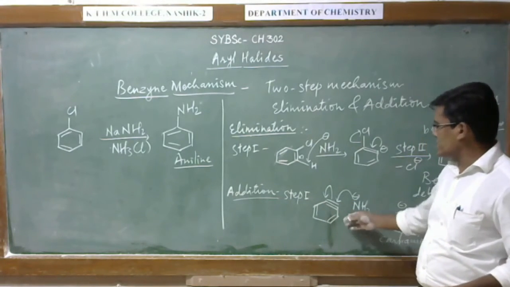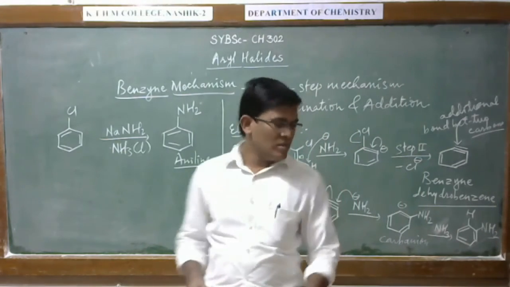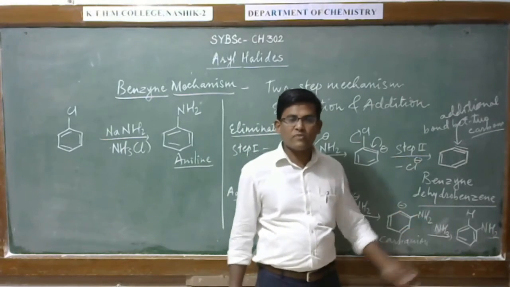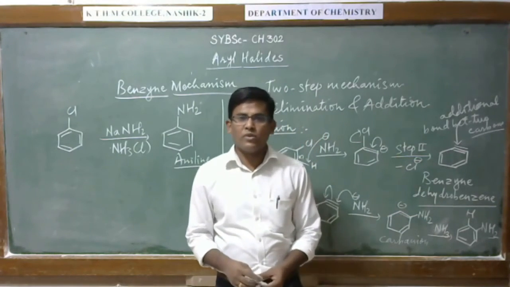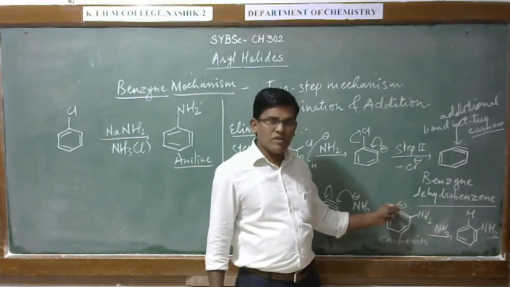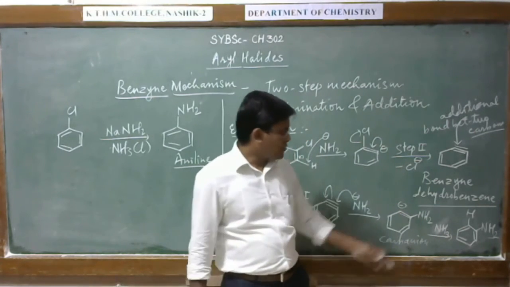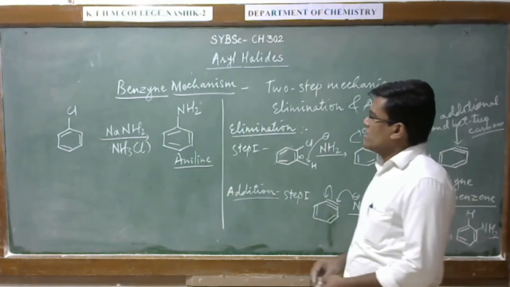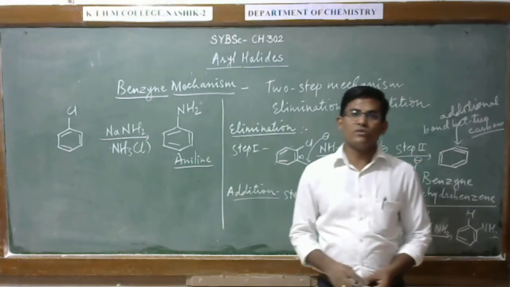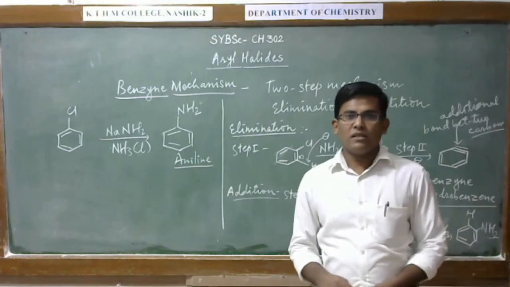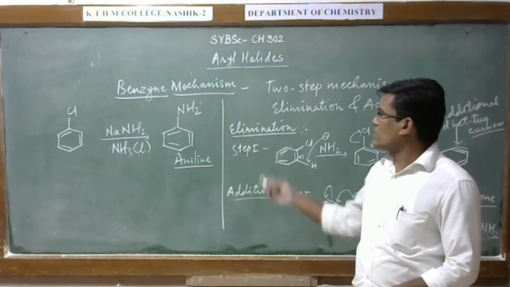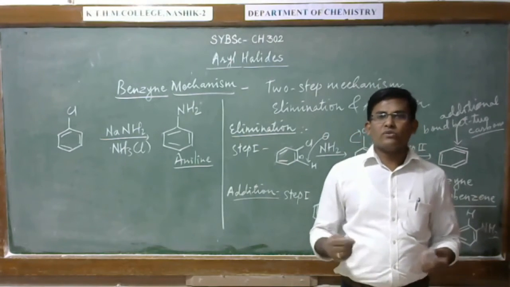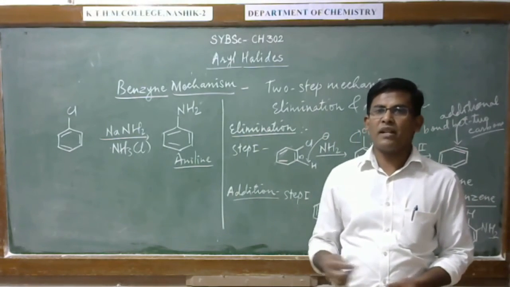In the first step, this benzyne reacts with amide ion to give this carbanion, and this carbanion will extract the proton from the acid, in this case liquid ammonia. So this anion will extract the proton from this ammonia to give aniline. So this is how chlorobenzene is used to generate the corresponding aniline. So it follows the benzyne mechanism. Benzyne mechanism has two stages, elimination and addition.